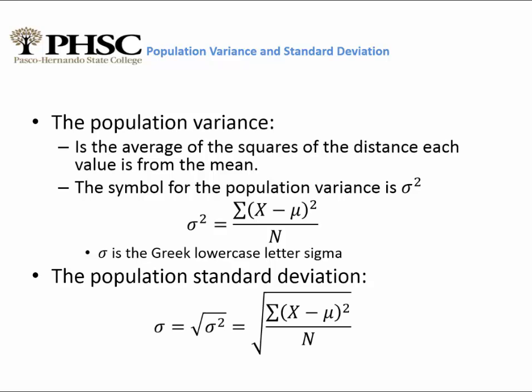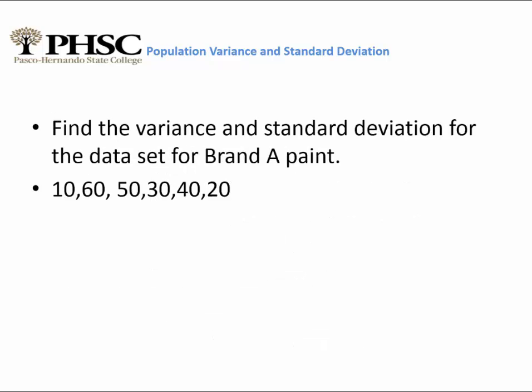The population standard deviation is simply the square root of the variance. So we find the variance, we find the square root of that, and we get the standard deviation. Here we have an example. We're going to find the variance and the standard deviation for a data set for brand A of paint. We're going to use Excel to do this. We're not going to do this by hand.